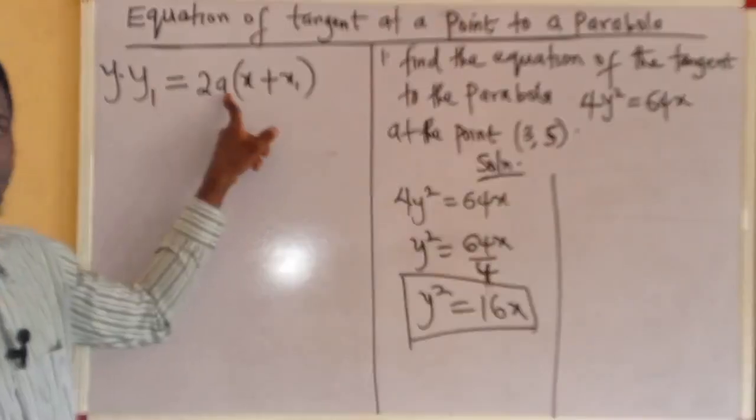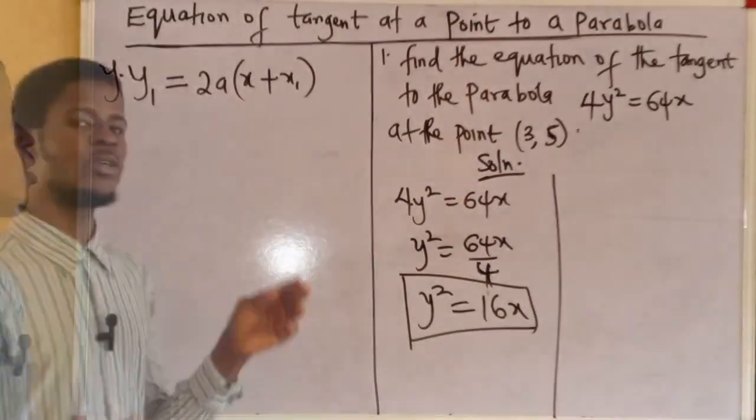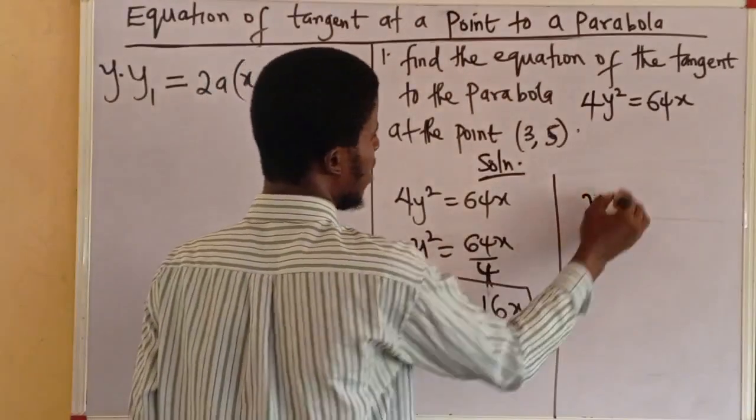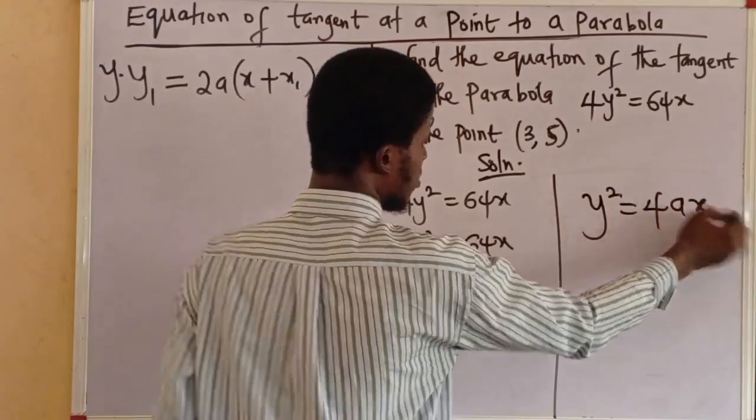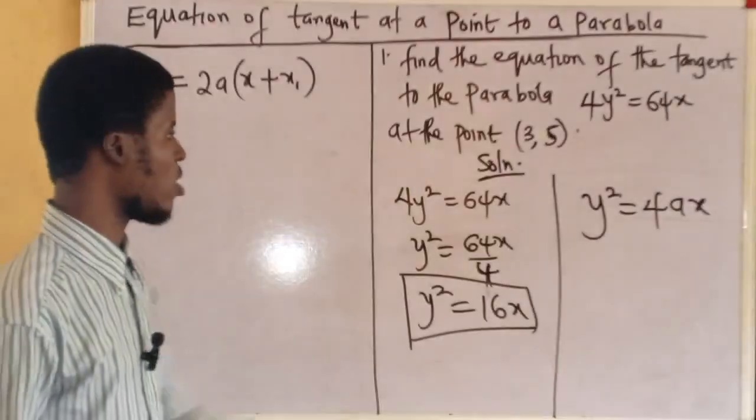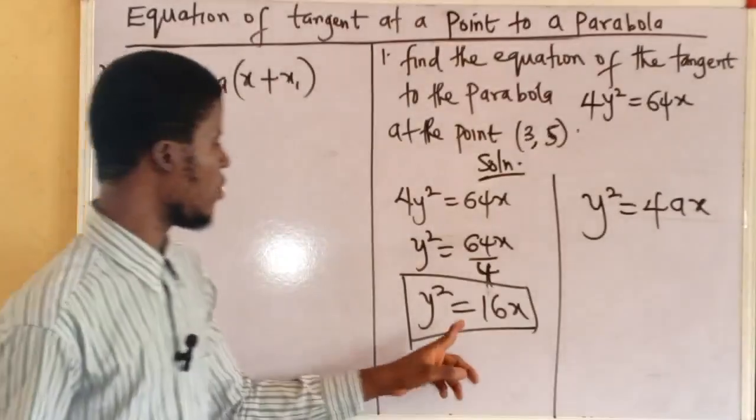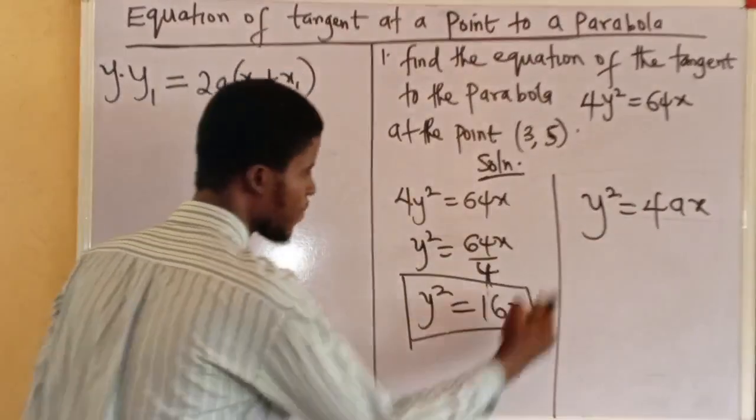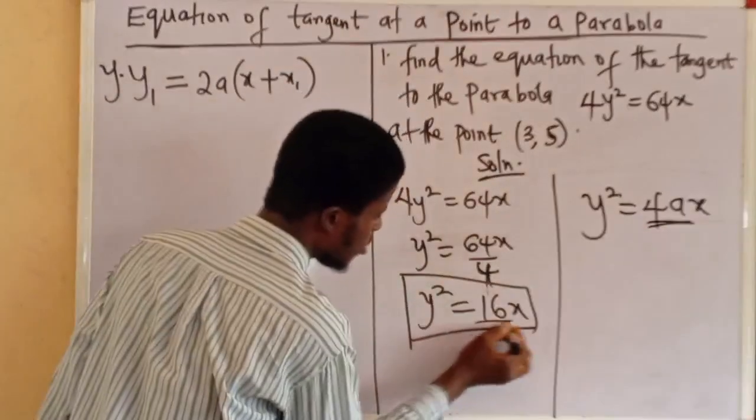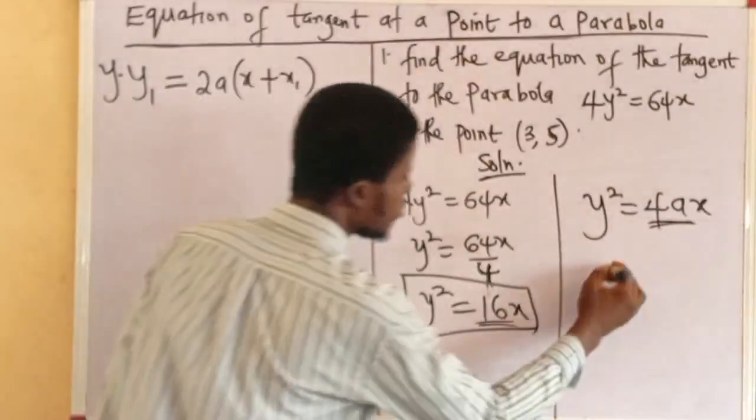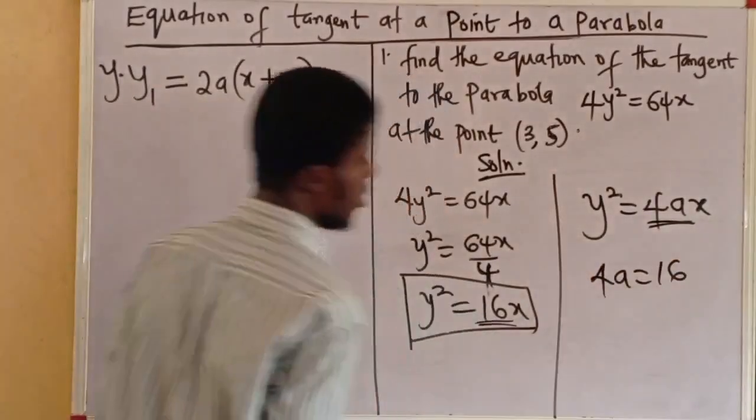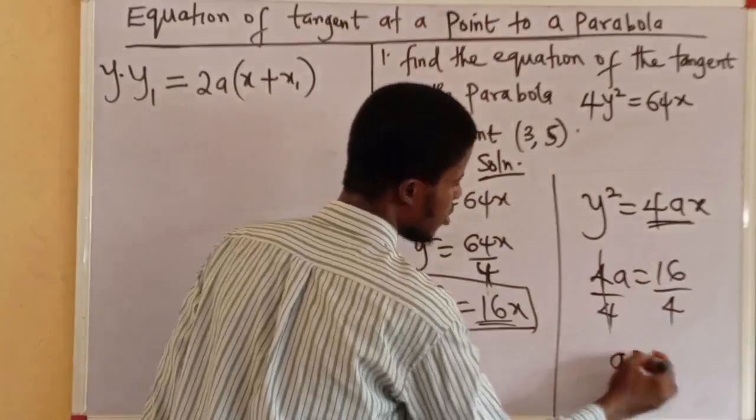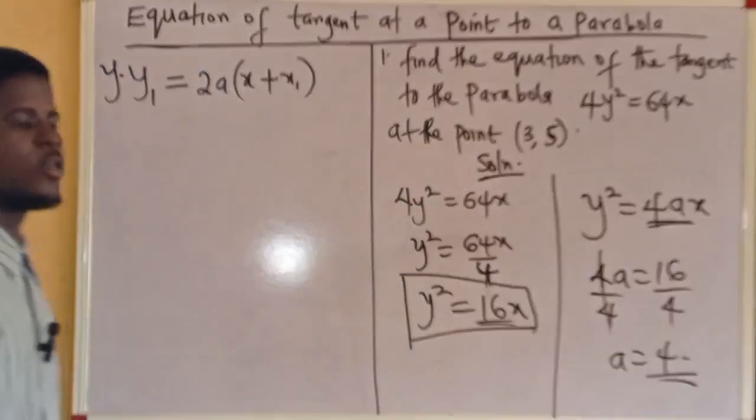What is a? That's the next question. The equation of the parabola that we saw earlier is y squared equals 4ax, right? If I compare this equation with this one, I can see that 4a is equal to 16. If I divide both sides by 4, a is equal to 4. That's what it means. So a is 4.